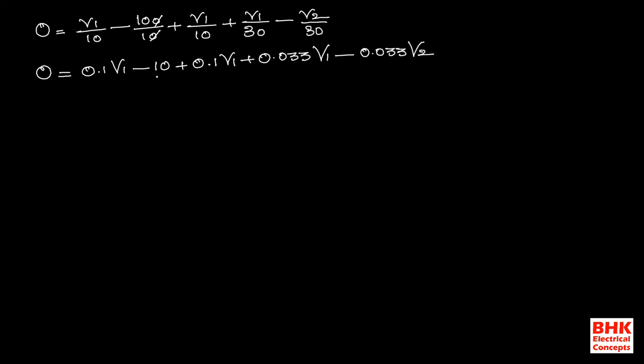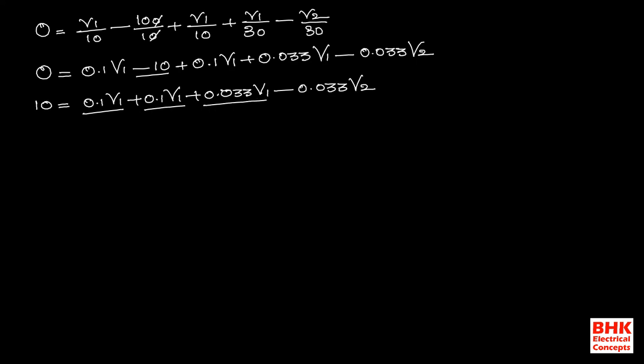Okay, now here there is a minus 10, and I am bringing this minus 10 to this side, then 10 is equal to 0.1 V1 plus 0.1 V1 plus 0.033 V1 minus 0.033 V2. Now we have 0.1 V1, 0.1 V1 and 0.033 V1. Just take V1 common from these three terms like this: V1 times (0.1 plus 0.1 plus 0.033).